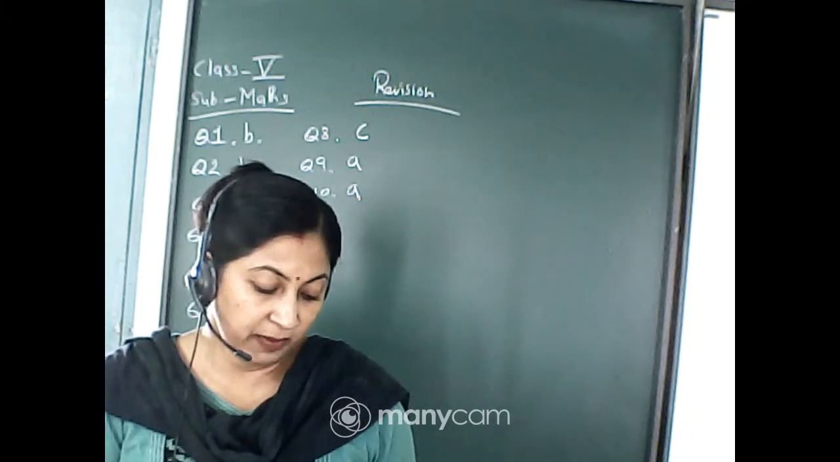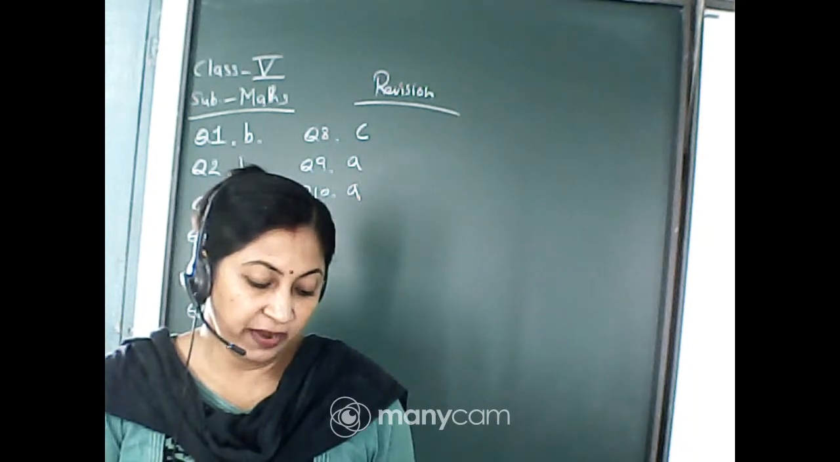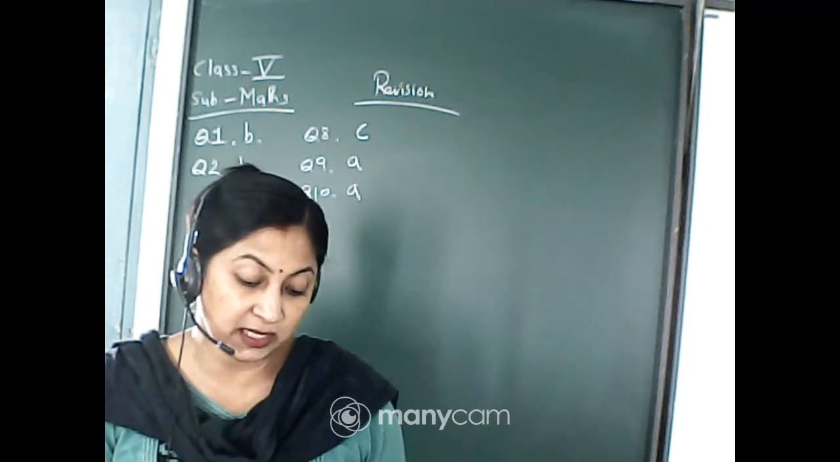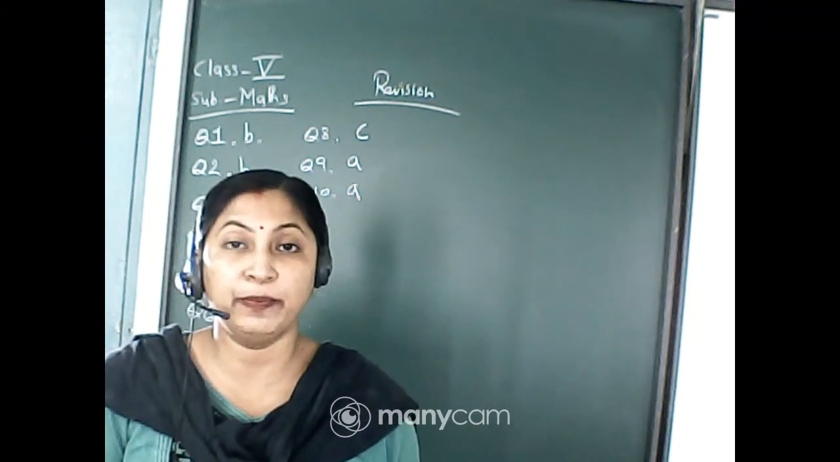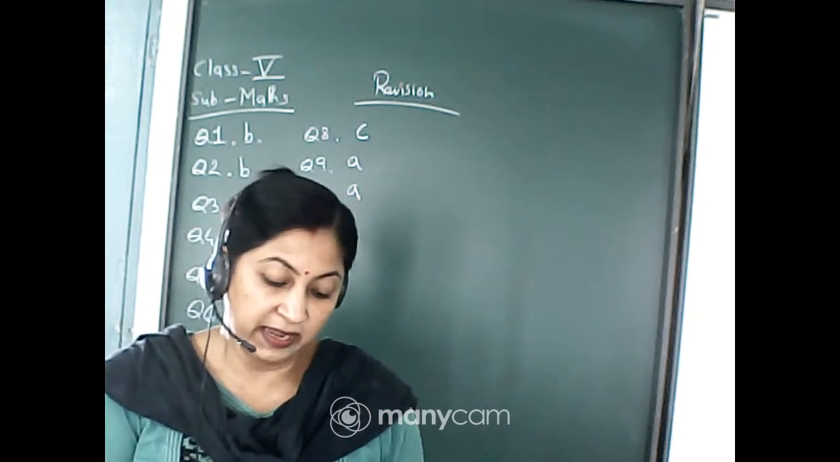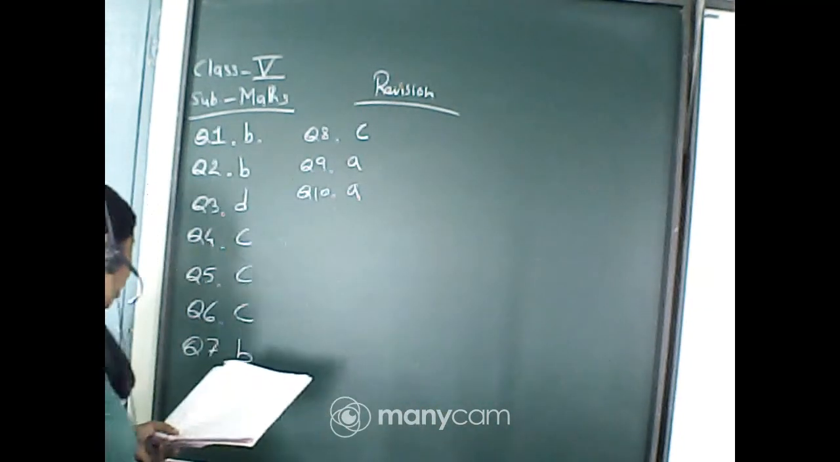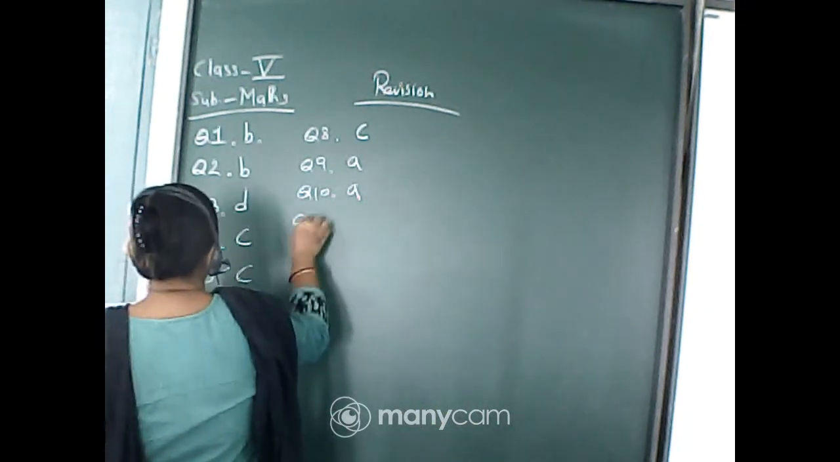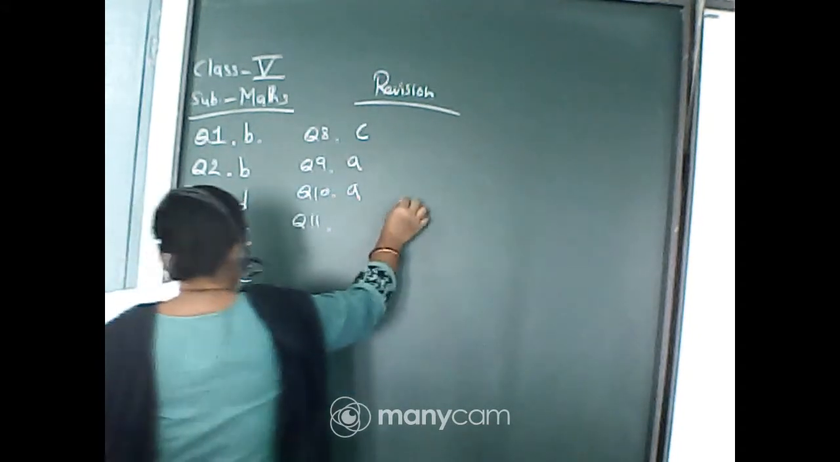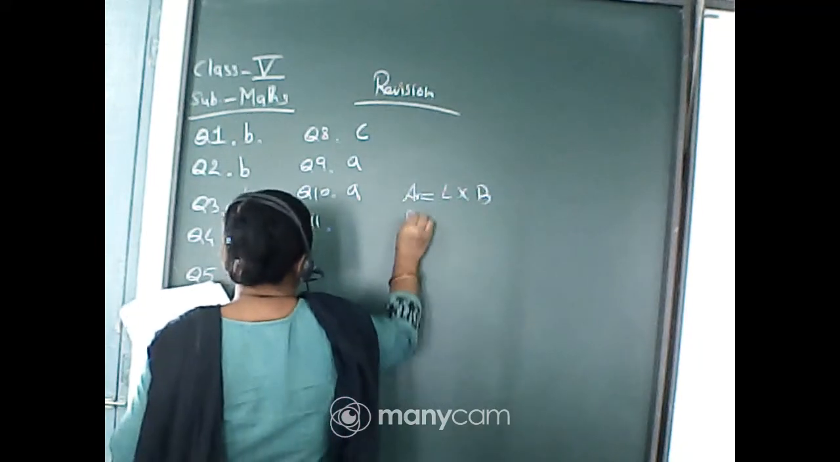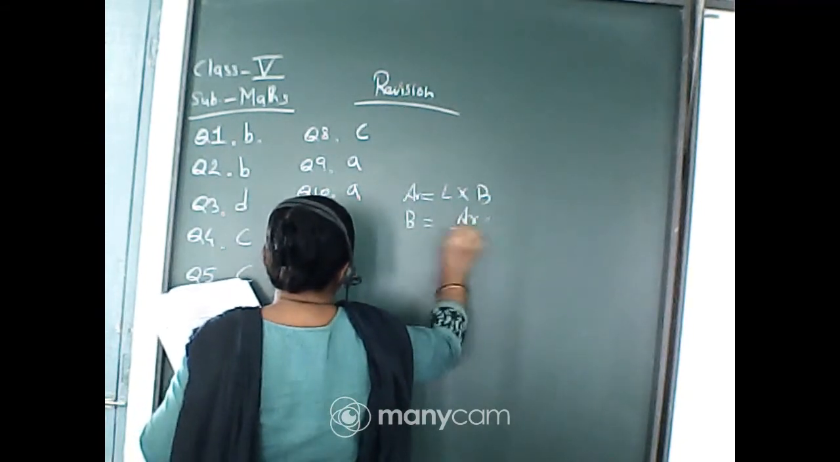Now come to question number 11. The area of a rectangle is given as 208 square centimeter and its length is 16 centimeter. Then you have to find the breadth. Area is given, length is given. It is very easy to find the breadth, isn't it? See, for question number 11, what you will do? Area is equal to length into breadth. That means breadth is equal to area by length.